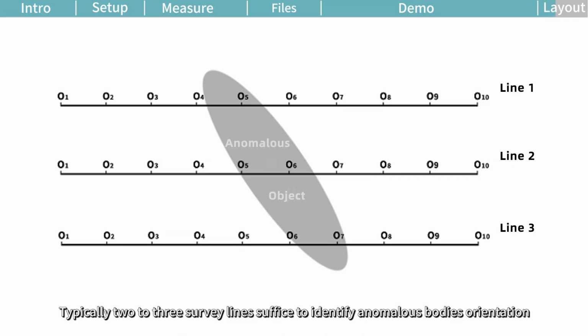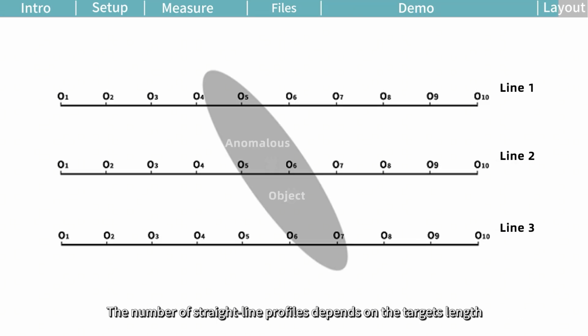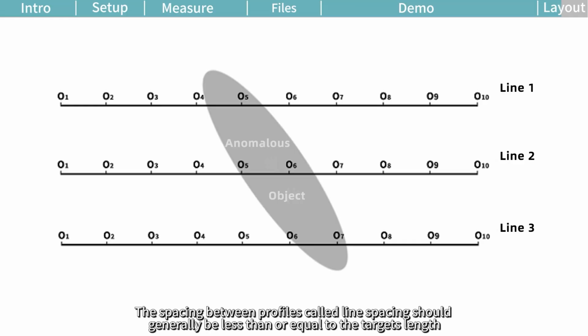Typically 2 to 3 survey lines suffice to identify the anomalous body's orientation. The number of straight line profiles depends on the target's length. The spacing between profiles, called line spacing, should generally be less than or equal to the target's length.